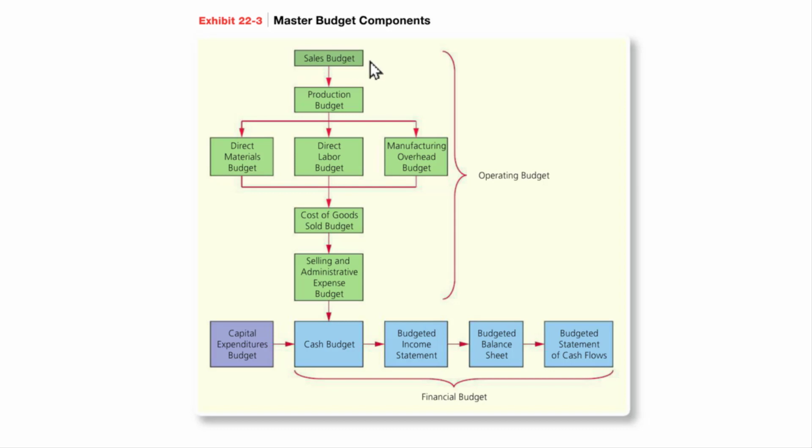And once we figure out how many we think we will sell, we need to figure out how many we will produce. We can tell that this operating budget is for manufacturing because there's direct materials, direct labor, and manufacturing overhead. So once we figure out how many products we need to produce, we can figure out how much direct materials we will need to have on hand and what our direct labor budget and manufacturing overhead budget will be. Then after we do those three, we can figure out our cost of goods sold budget and then our selling and administrative expense budget.